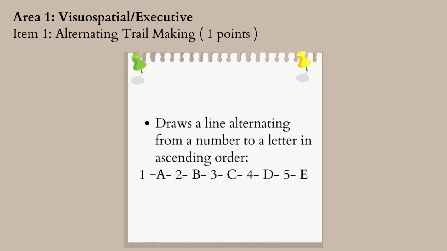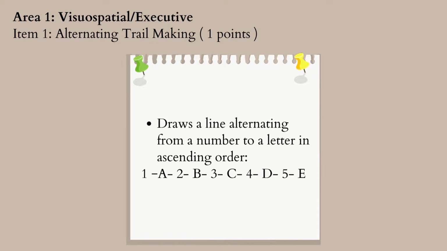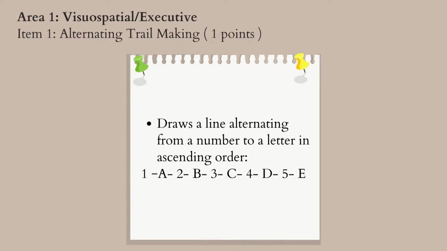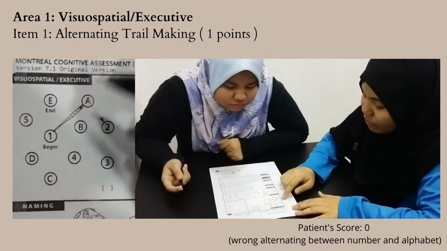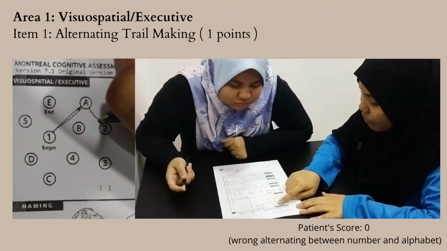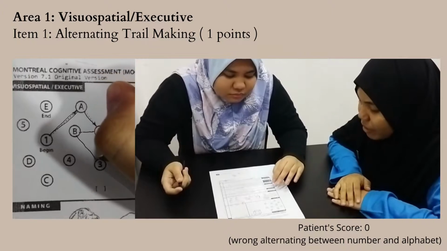It has 3 items. The first item, which is alternating trail making, has 1 point. In this item, the client needs to draw a line alternating from a number to a letter in ascending order. For the first item, you must draw a line alternating from a number to a letter in ascending order. You can do the assessment now.